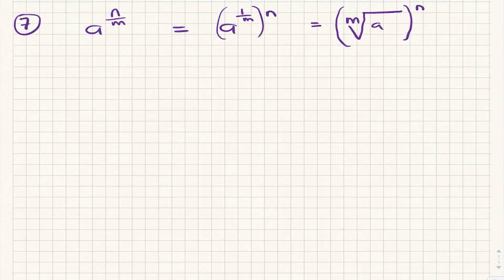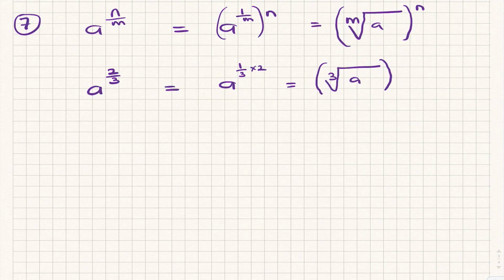So let's try this. a to the power of 2 over 3 will be equal to a to the power of 1/3 times 2. And we know what a to the power of 1/3 is. That'll be the cube root of a, and then all to the power of 2. So that's what that is. So the 2, or the n, is always the overall power in this case.